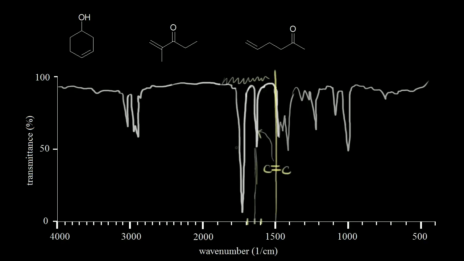The signal next to it, if this is 1600, this is 1700, so this signal is just past 1700, and it's very strong. It's a very strong signal. So that makes me think carbonyl, right? So this makes me think carbonyl right here. So we can immediately rule out this one. So it couldn't possibly be that molecule.